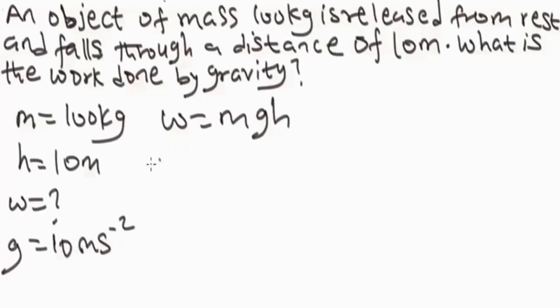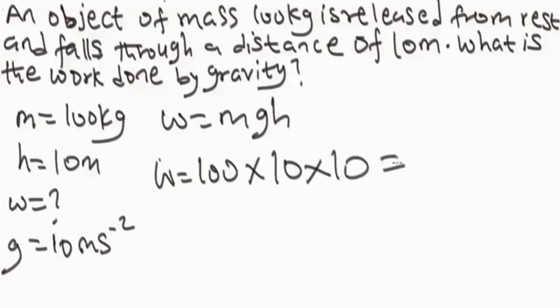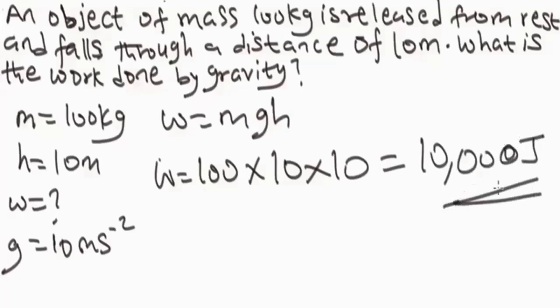So when you substitute, we're going to have work done equals 100 times acceleration due to gravity, 10, times the distance, which is the height here, times 10. So when we multiply through, we're going to have the value to be 10,000 joules. And that will be the answer to this question. Okay, so let's wipe this and look at energy.